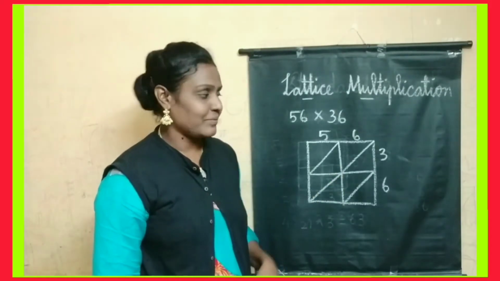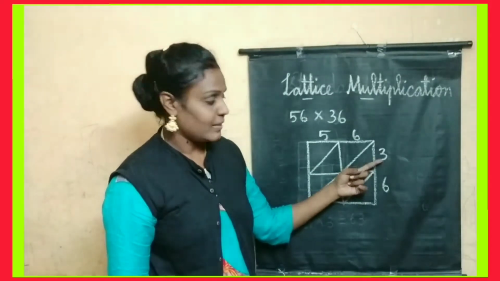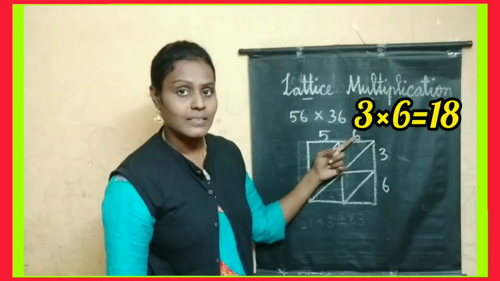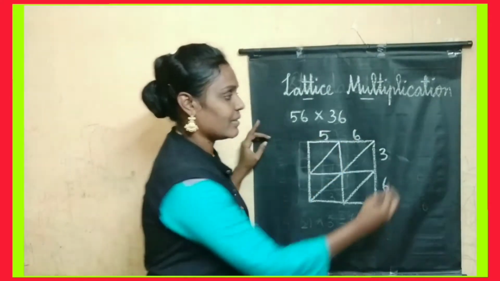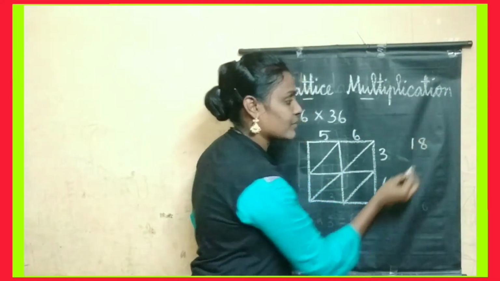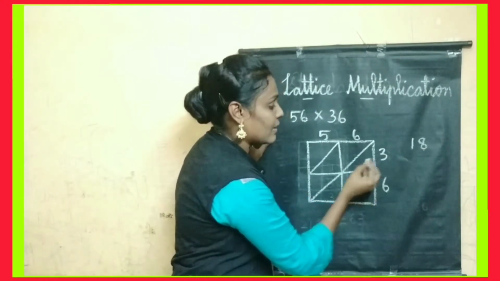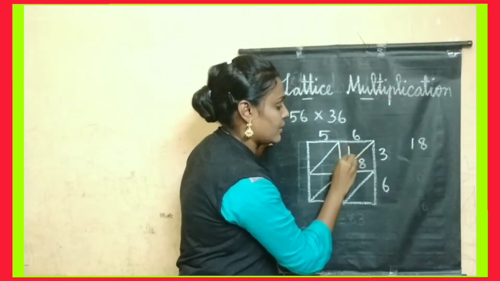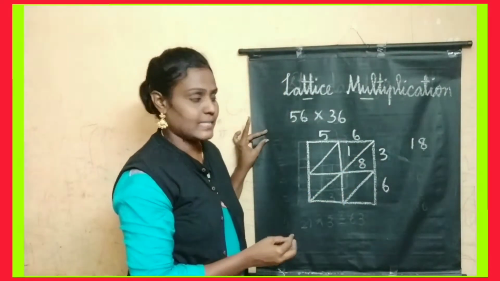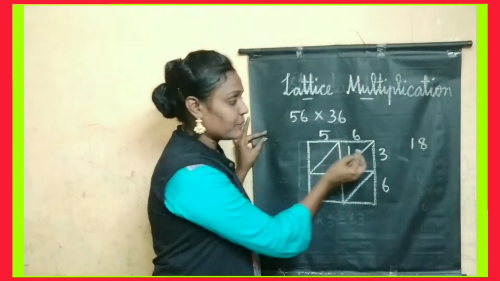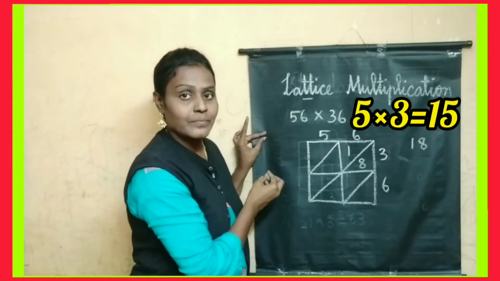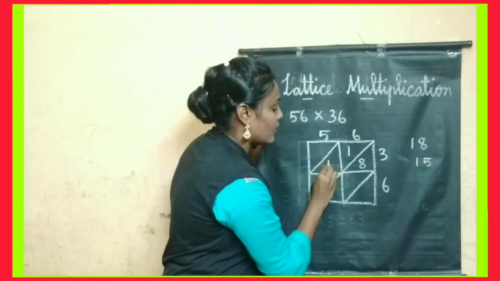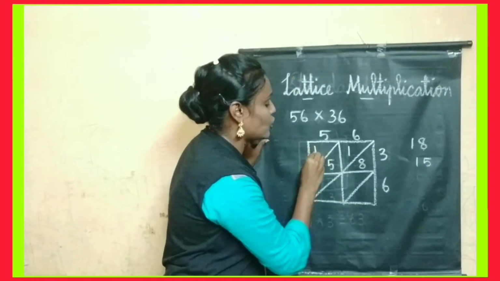Shall we multiply? Here we have 3. 3 multiplied by 6. 3 6s are? Yes, 18. 3 6s are 18. Write the ones here and tens here. 6 3s are 18. Next we have 5. 5 3s are? Yes, 15. Right? Ones here and then tens at the top.